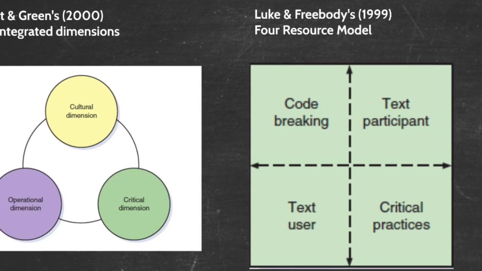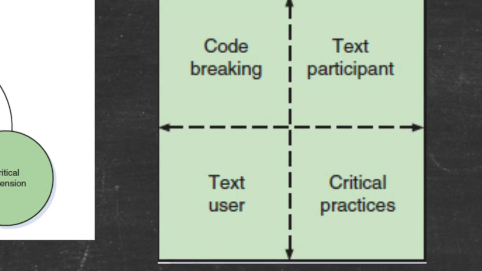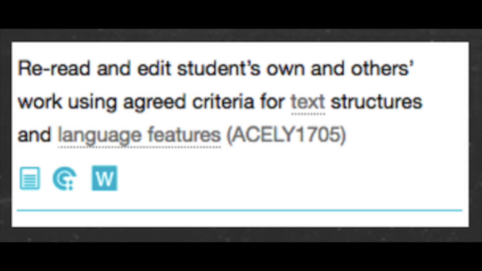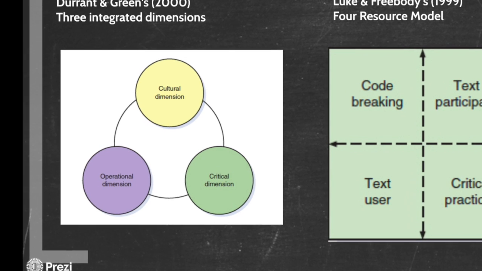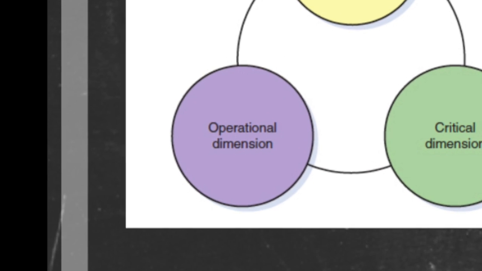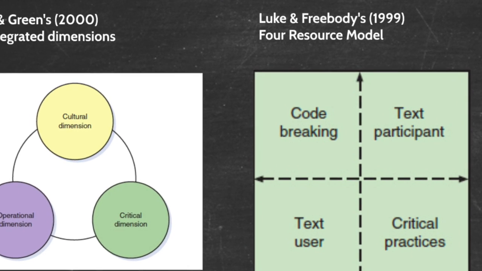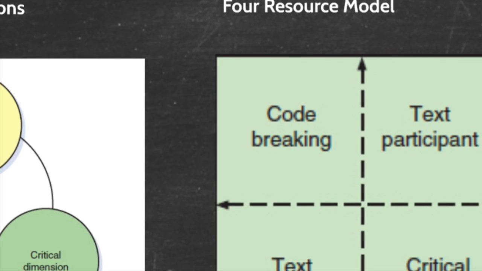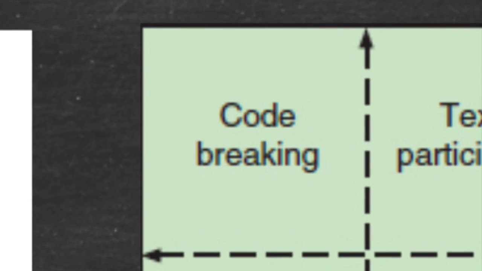This also aligns as a critical practice in the 4 resources model, asking students to recognize opinions, bias and points of view. The second example of collaborative learning in the curriculum comes from the literacy strand of the Year 5 English curriculum. The learning outcome requires students to reread and edit the work of others, assessing their text structure and language features. Within the 3 integrated dimensions, this task would meet the operational demand, as it develops students' knowledge of the language system. From the perspective of the 4 resource model, this is known as code breaking, as it involves decoding and encoding codes, symbols and conventions of a text.